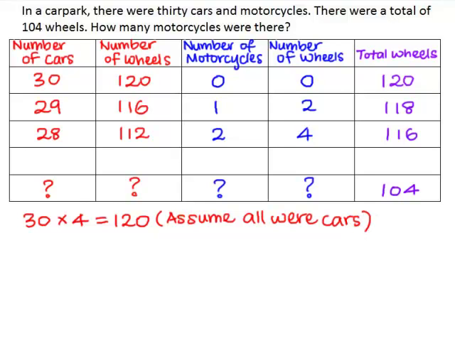In this question, we know the actual number of wheels to be 104. When we take 120 and subtract 104, we will get 16. This is the difference between the assumed and actual number of wheels.